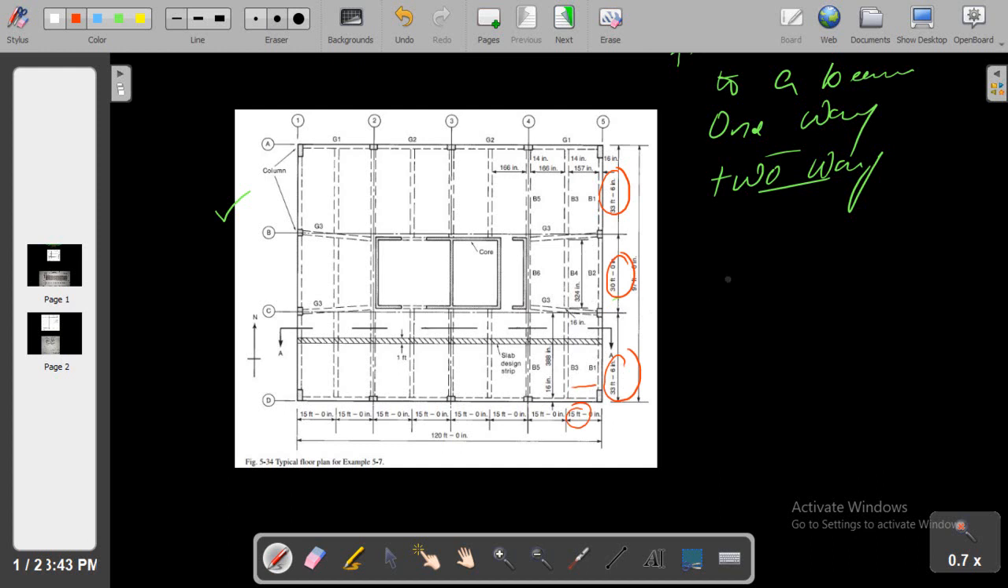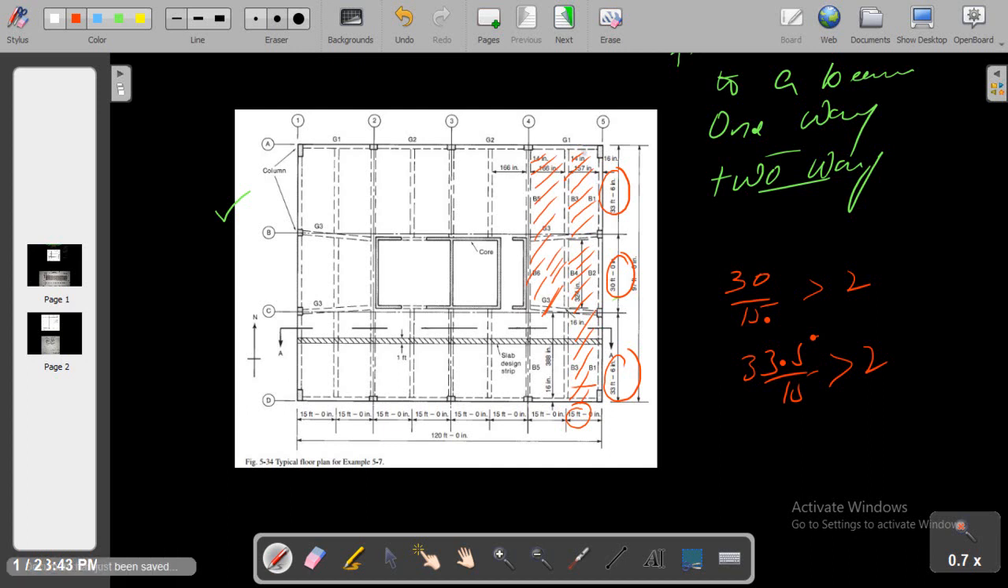So if we divide 30.5 by 15, the ratio comes out to be more than 2. So that's why we can say this one is a one-way slab system. I have already calculated this one-way slab system for the design of this beam. I will share the link of that example in the description.